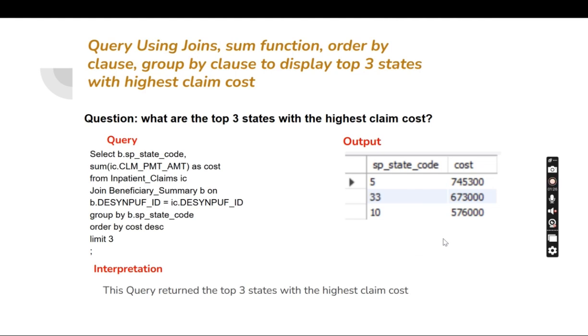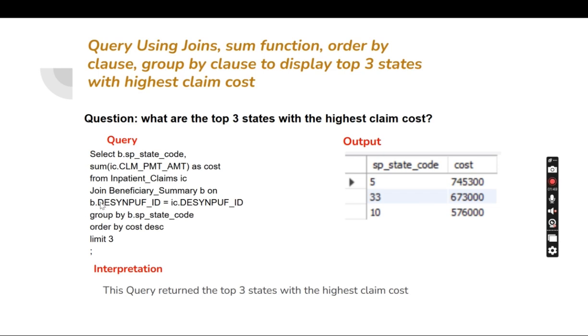So for this next query, I used a join, SUM function, ORDER BY clause, and GROUP BY clause all to display the top 3 states with the highest claim cost. So the question is, what are the top 3 states with the highest claim cost? Here's the query, the output. So for interpretation, this query returns the top 3 states with the highest claim cost.